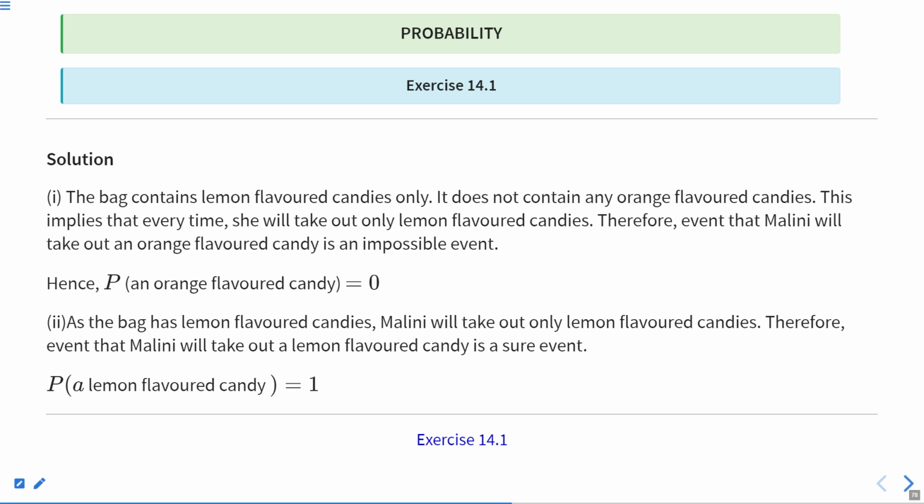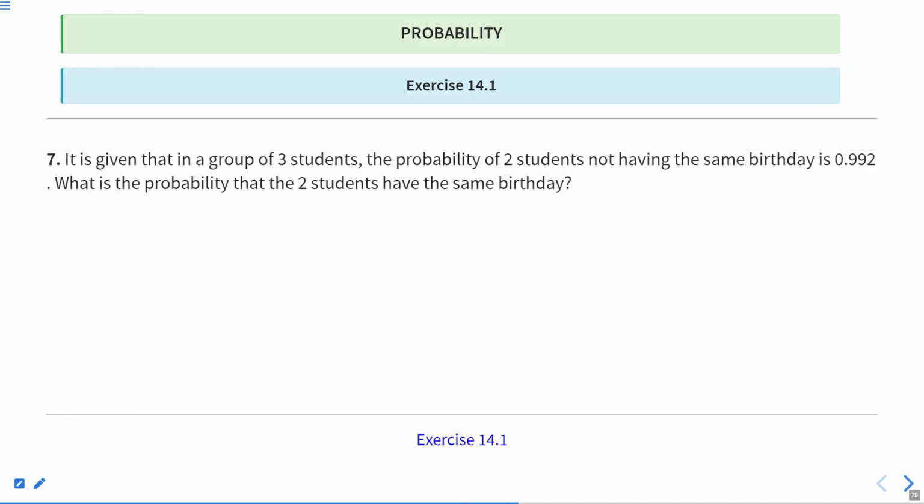So now let us move to the next problem. Here it is given that in a group of 3 students, the probability of 2 students not having the same birthday is 0.992. Now, what is the probability that the 2 students have the same birthday? We are given the probability of 2 students not having the same birthday is 0.992. So let us solve this problem.